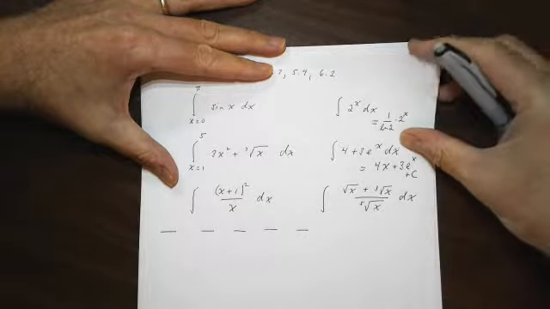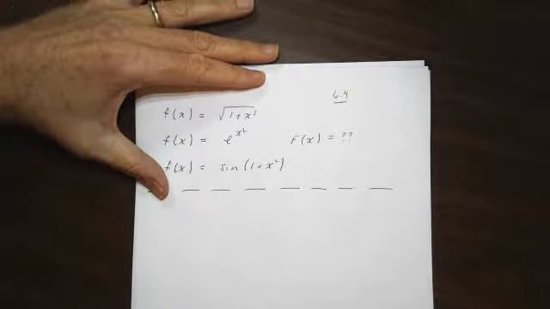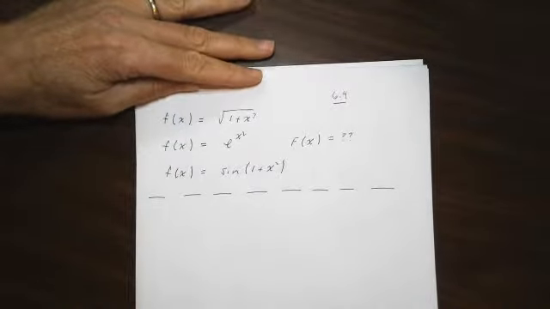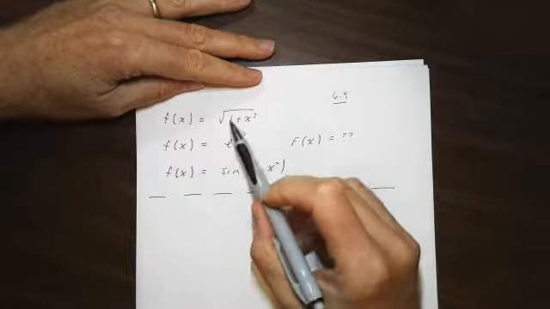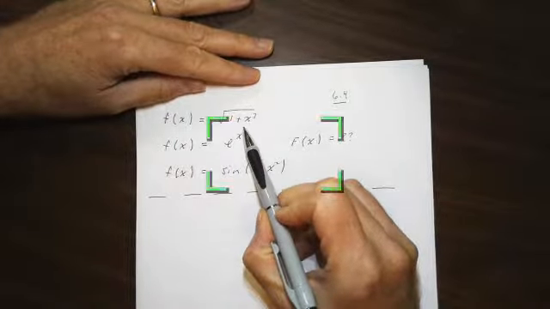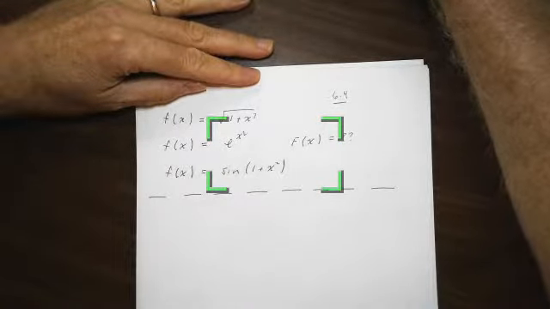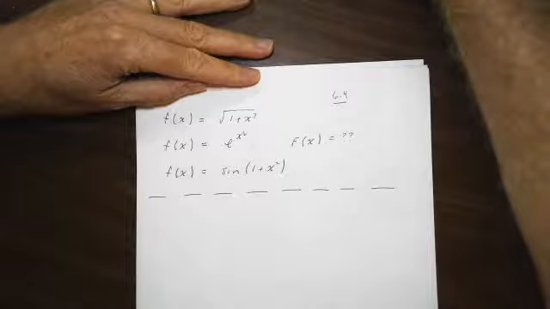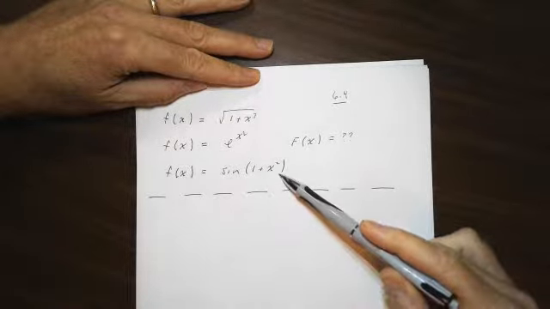Now, the goal of this section, 6.4, which is coming next, is to cook up antiderivatives for functions that are hard. So for example, let's say we have f of x equals the square root of 1 plus x to the third. Or let's suppose that we have e to the x squared, or the sine of 1 plus x squared.